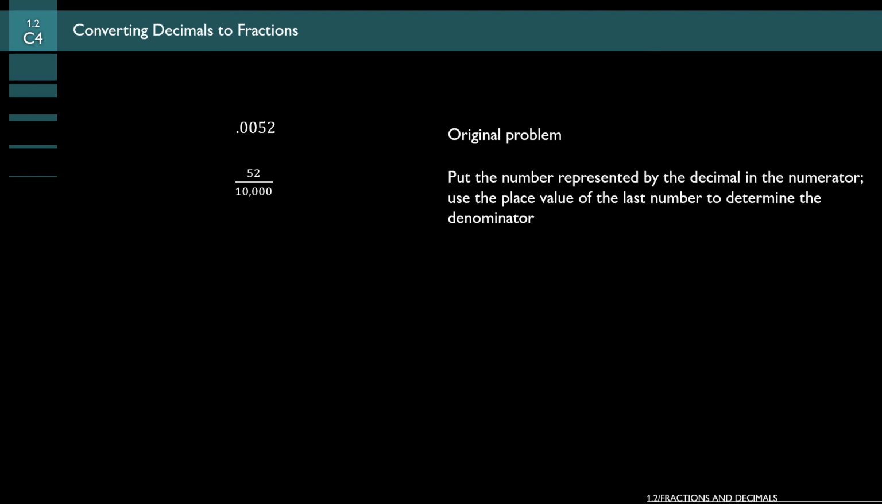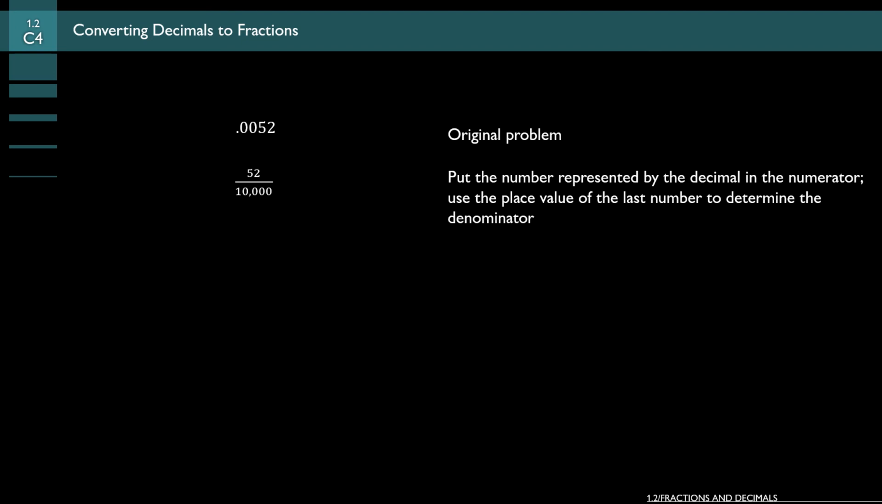Now you have to remember your place value. The first 0 is in the tenths spot. That's tenths with a THS. The second 0 is in the hundredths spot. Again, hundredths with a THS at the end. The 5 is in the thousandths, and the 2 is in the 10,000ths. So since 2 is in the 10,000th spot, we want to put 10,000 as our denominator.